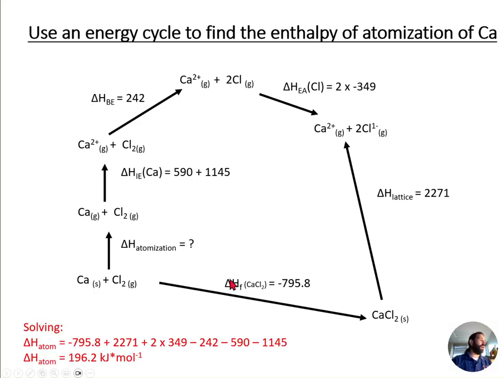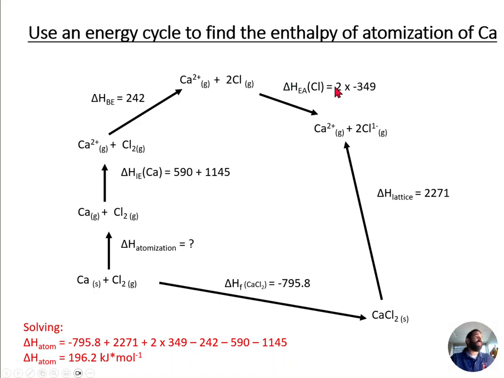All right, so when we solve, this is the arrow. The first arrow I encounter, going this way around the cycle, is the enthalpy of formation for calcium chloride. Since we're going with the arrow, we just include that value, which is negative 795.8. The next arrow is the lattice enthalpy. We're going with it, so we add 2271.